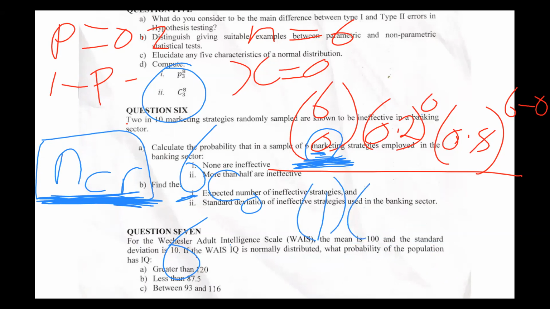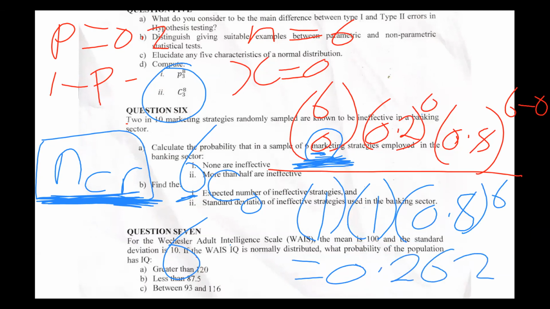Thank you. Then in this, 0.2 to the power 0 again is what? It's still 1 as well, isn't it? Then times 0.8 to the power what? 6. What do you get? 0.262. 0.26 what? 2. Right? Are we all finding the same thing? Yes, sir. Yes, we found 0.262.